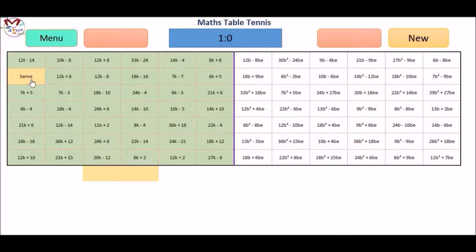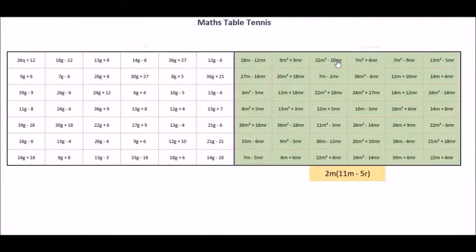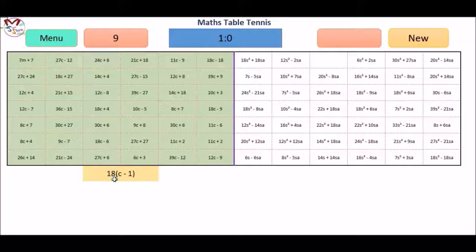I'll try another one. So it's 22m squared minus 10mr. 22m, which is this one here. And we found it with 12 seconds left to go. And it's right. And now it's passed to 18c. So these are the most difficult. These are the more difficult ones. These are the easier ones for player one.